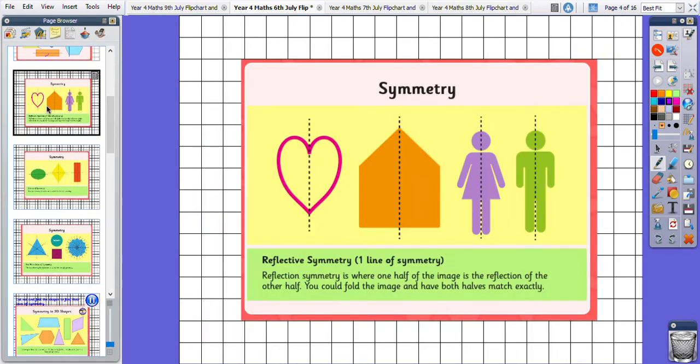So the ones with the ticks are true lines of symmetry. Looking at symmetry, we have reflective symmetry, where there is one line running through an object to show two parts of a shape that are reflected, that they look the same as each other but opposite. Mirror image. Reflection symmetry is where one half of the image is the reflection of the other half. You can fold the image and have both halves match exactly.